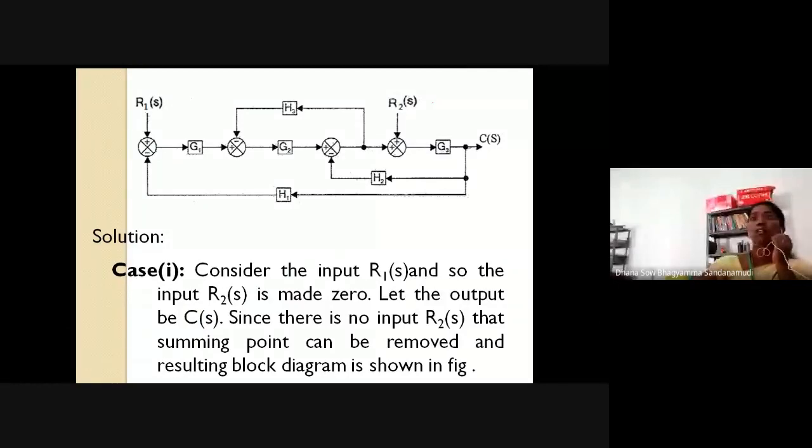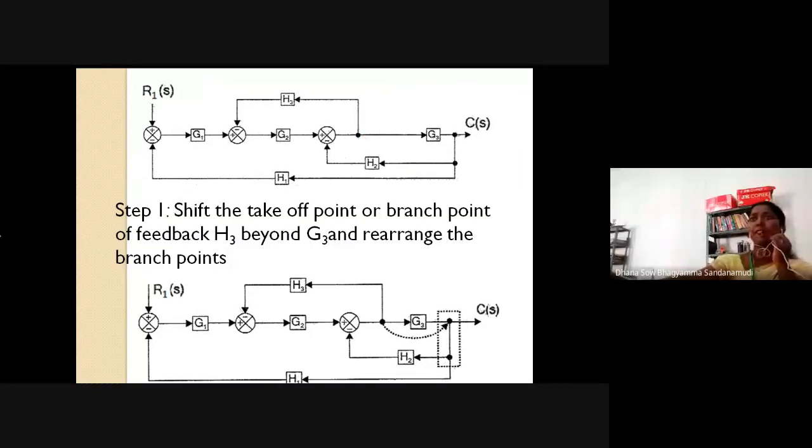I have removed this completely. It is not existing now. It is not there. I am assuming only R1 is there and my output is C of S. Okay, so it is not there. So in my next slide, you can see it is not there. Here R1 of S is not there.